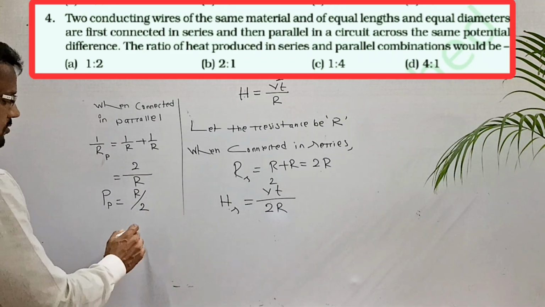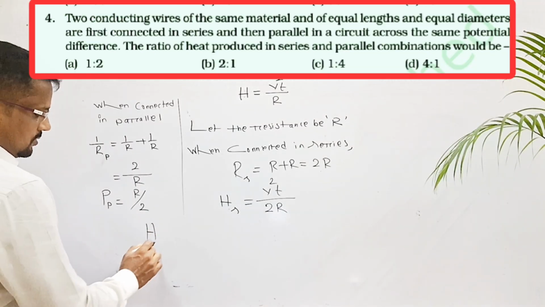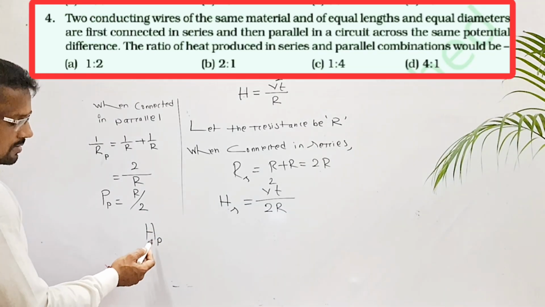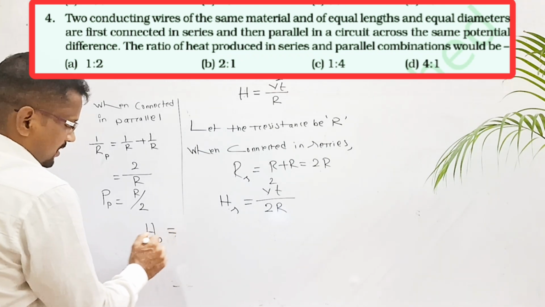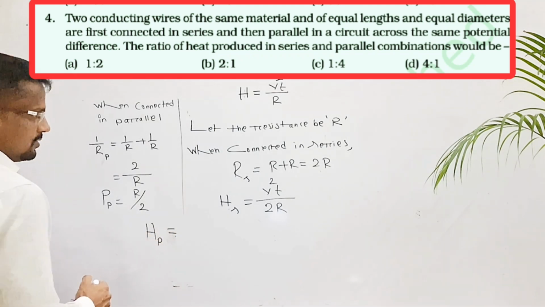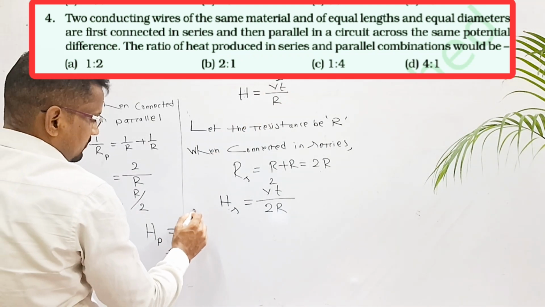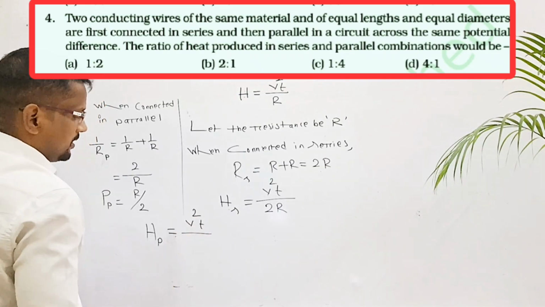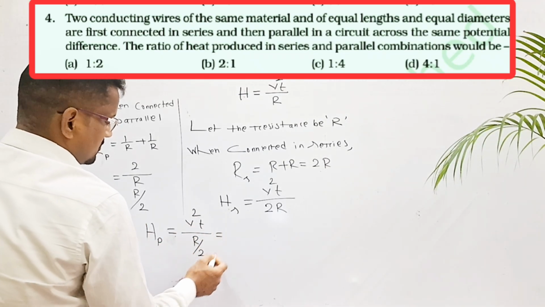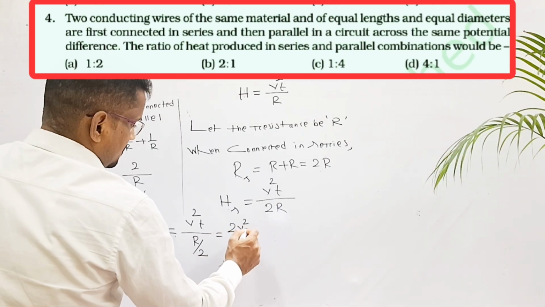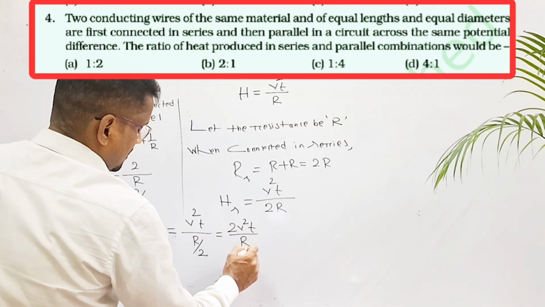Heat produced when they are connected in parallel, so I have given small p here, equal to. So how much heat will be produced in the parallel connection? From here you will get V square T divided by R by 2, which is equal to 2V square T by R.